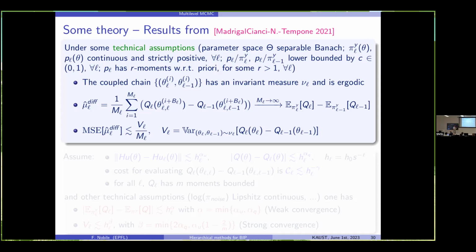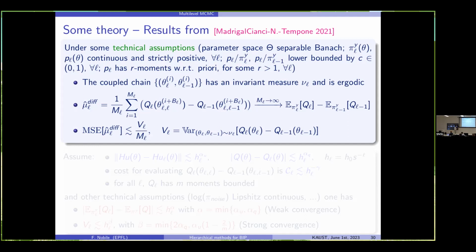Now we still want to show that the coupled chain actually converges and has an invariant distribution. This is more complicated because you have this mechanism where both chains can accept, or both chains can reject, or one accepts and one rejects. So it's a little bit more involved, but we could show that if we have this condition, and some bounded moments on the proposal density PL, then this coupled chain actually has an invariant joint measure that we call mu L, so it is ergodic. And then this ergodic estimator will converge to the right difference.